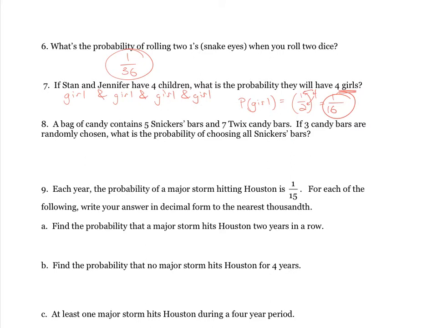A bag of candy contains 5 Snickers, 7 Twix, and if 3 bars are chosen randomly, what is the probability of choosing all Snickers bars? Ooh, now it's getting good.